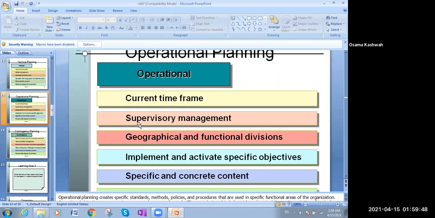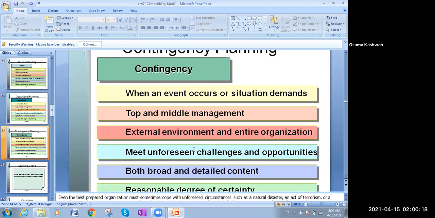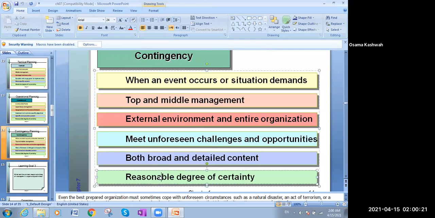So current time frame, supervisory management, geographical and function division. This kind of decision can be done within the branches. It doesn't mean the top management has to make this kind of decision. No, it can be taken at all levels of the management. Implement and activate specific objectives and specific and concrete contents, and also broad detailed content because it's detailed, and reasonable degree of certainty as well. So we find the certainty, the reasonable or the mild in the tactical and operational plan, but the risk is always in the strategic plan.